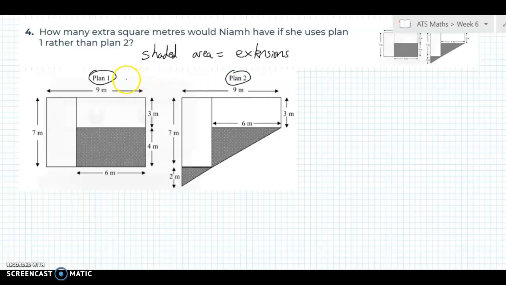So our plan is to get the area of this extension here, and then get the area for the plan 2 extension, and subtract plan 2 from plan 1.